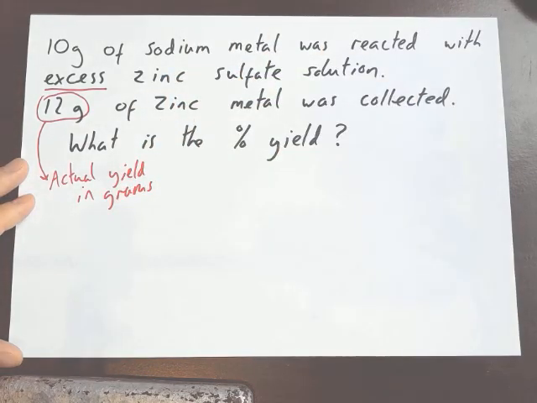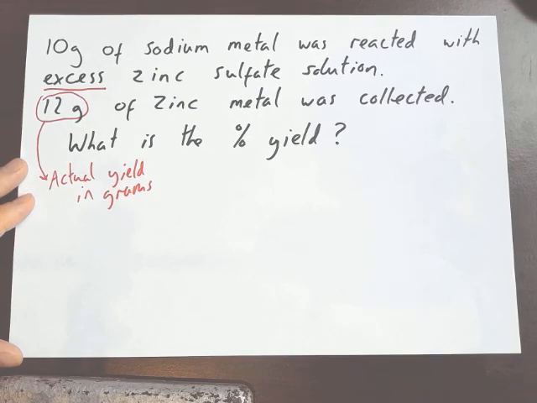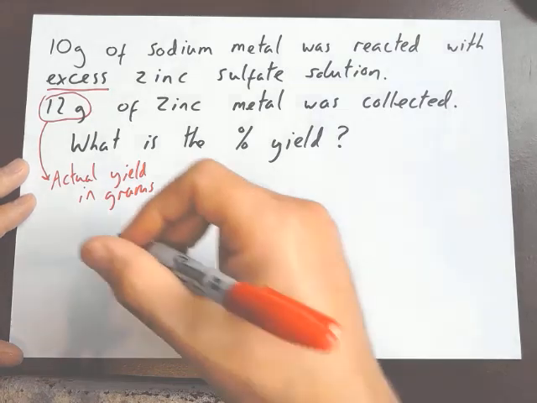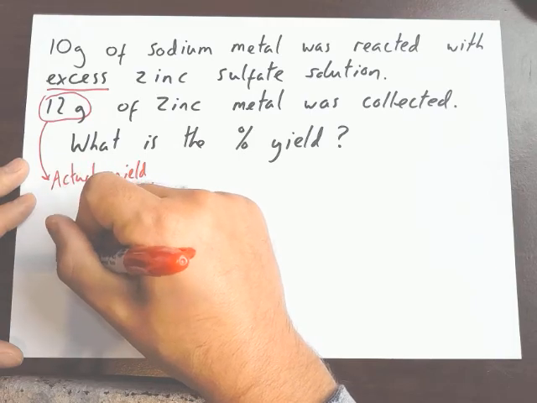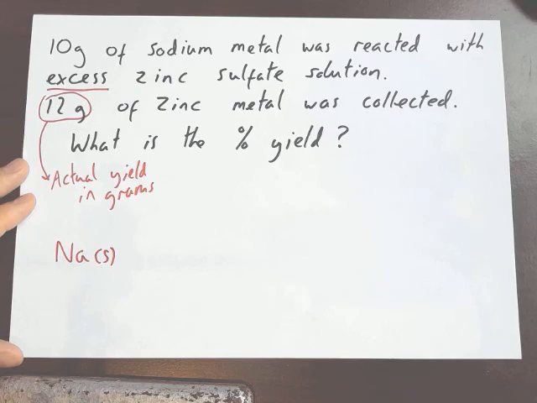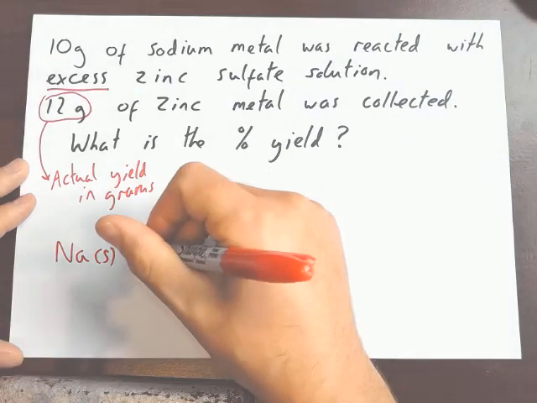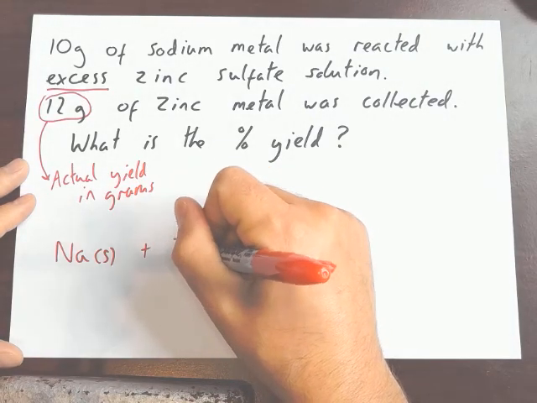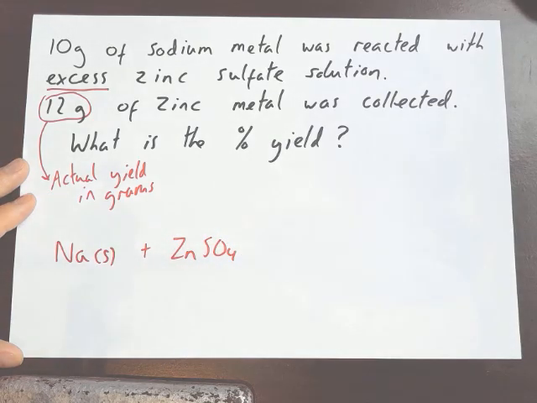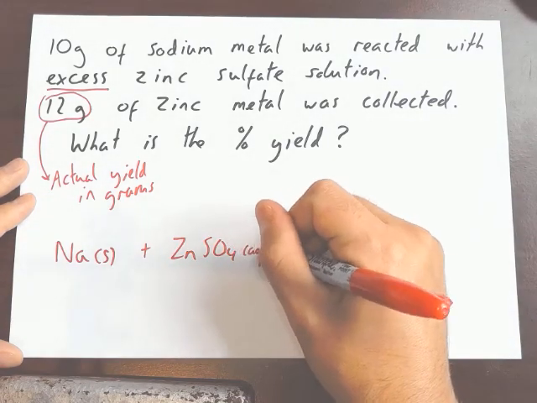Okay, so at some point we might convert that into moles to work out what our actual yield is in moles. So somebody's done this experiment, they've made 12 grams of zinc. So the first thing you've got to do is have a balanced equation. So we've got sodium metal. It's a metal, it must be solid. And that's reacting with zinc sulfate. So Zn is 2 plus, sulfate SO4 2 minus. So one of each. It's a solution, so that's aqueous.